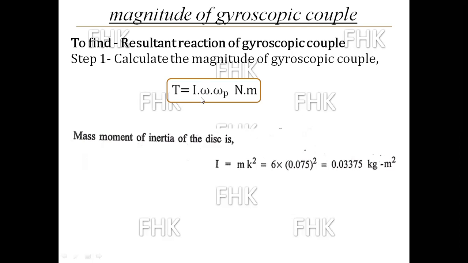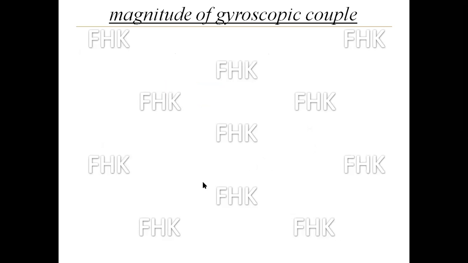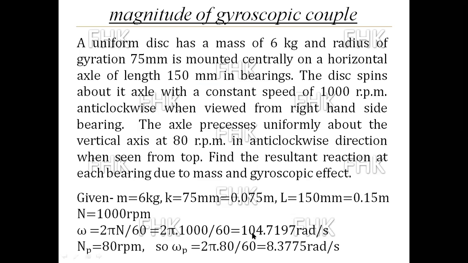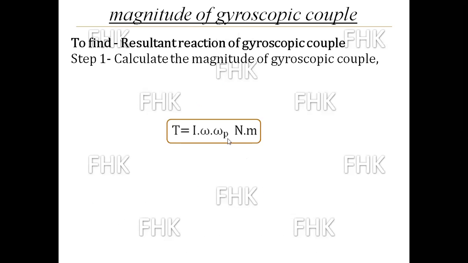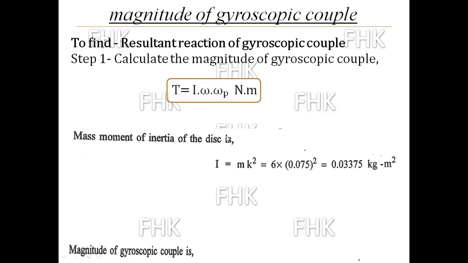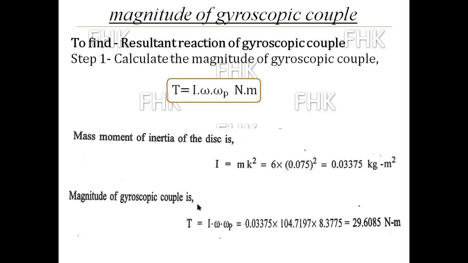Now omega we have already found out, and omega p also we have already found out. Omega is this value and omega p is 8.3775 radian per second. Putting the values of omega and omega p, I have found the value of T. So the magnitude of gyroscopic couple is found by putting the value of I, omega in radian per second, and omega p again in radian per second.